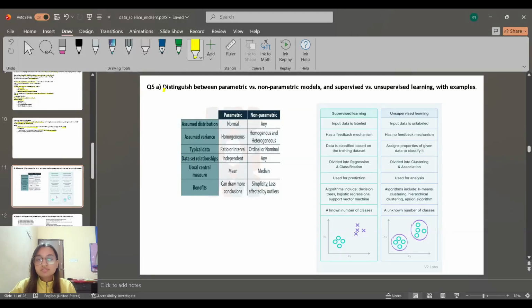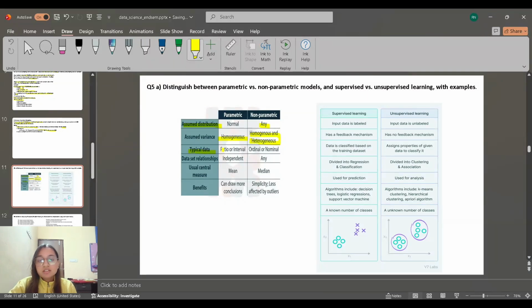Question 5a part. Distinguish between parametric versus non-parametric models and supervised versus unsupervised learning with examples. Assumed distribution for parametric is normal and for non-parametric is any. Assumed variance for parametric is homogeneous and for non-parametric is homogeneous and heterogeneous.